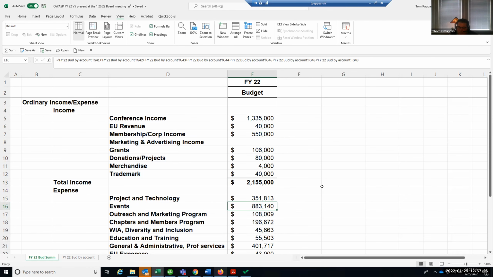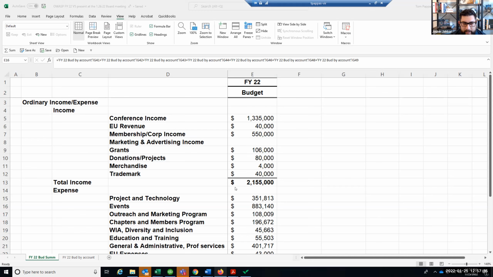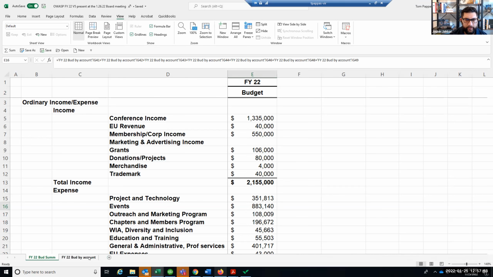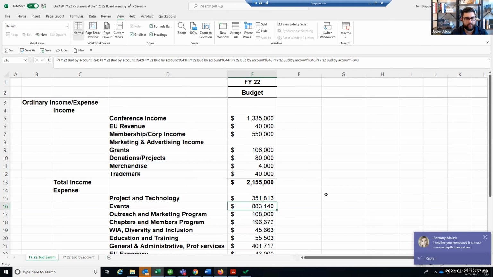Tom, I think you said this, but I think I missed it. The conference income no longer includes Dublin as income, correct? It does include Dublin, but not as a face-to-face event. It includes a virtual EU AppSec. Did we adjust what we assume the income will be based on it being virtual? Yes. That's what you were just saying. Got it. Okay. Sorry, I missed that. That's okay.